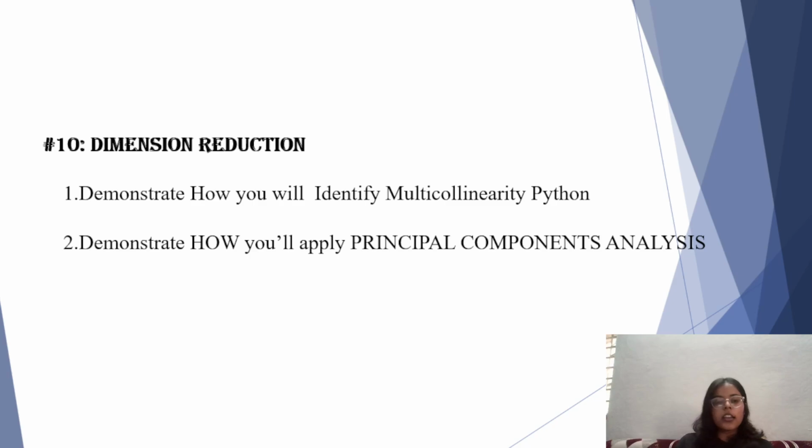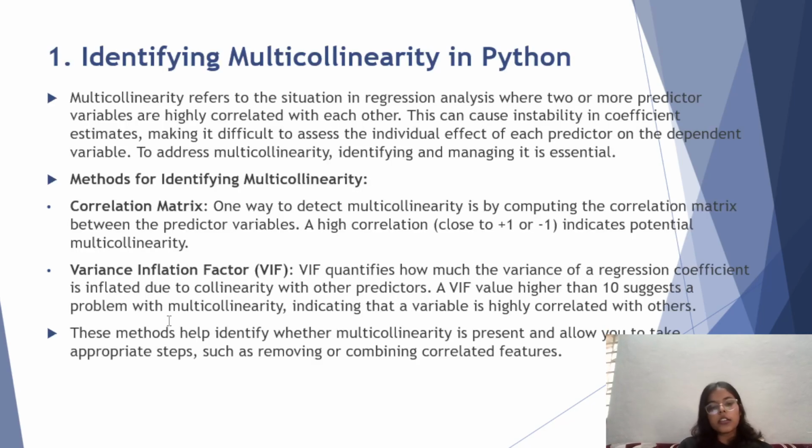We are currently discussing the 10th lecture, which is dimension reduction. In this we are discussing two methods. We'll demonstrate how you will identify multicollinearity in Python and how you will demonstrate principal components analysis, which is PCA. So first, identifying multicollinearity in Python.